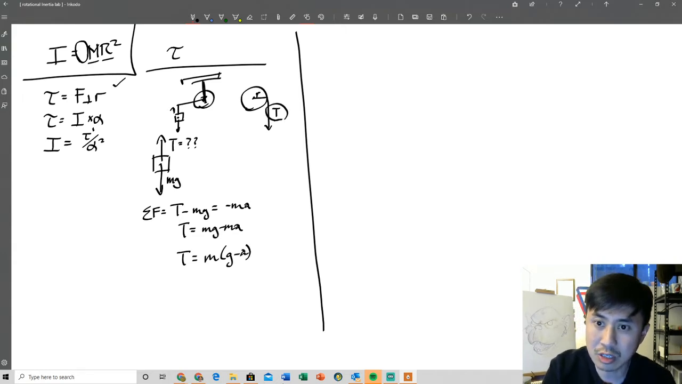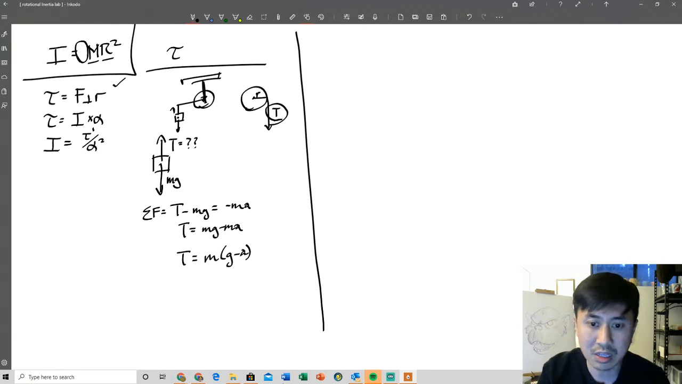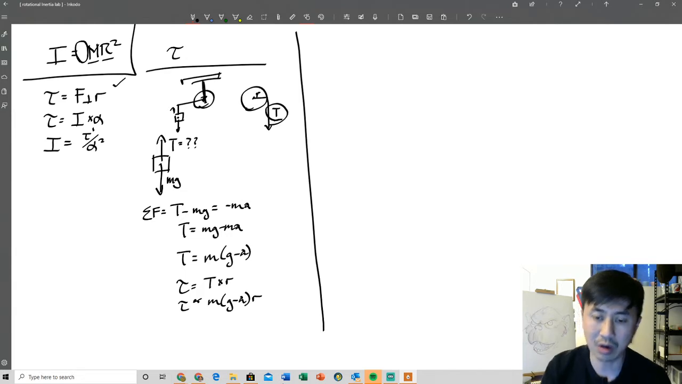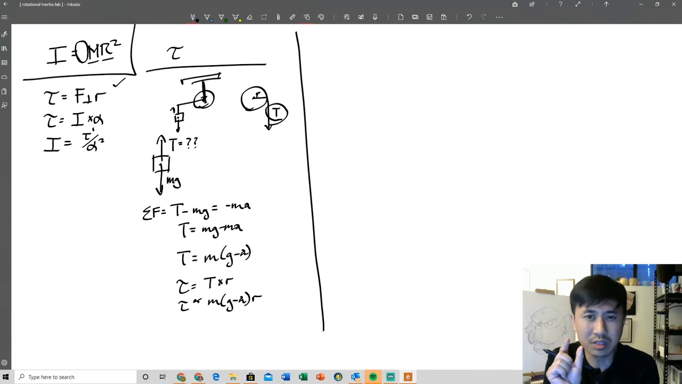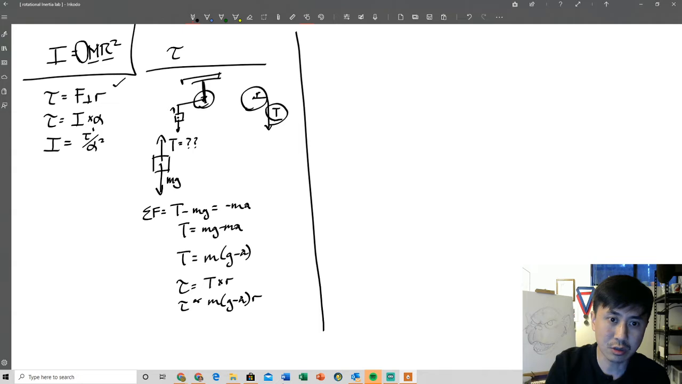And if that tension is m times (g minus a), then the torque is basically the tension times r, or the torque is equal to m times (g minus a) times r. So now we know the mass, right? We know the hanging mass, we measured that. We know g, that's 9.8 meters per second squared. A we can solve for if we have the time. And we know the radius is probably around 1.1 centimeters. We're halfway done. So now we have the torque done.